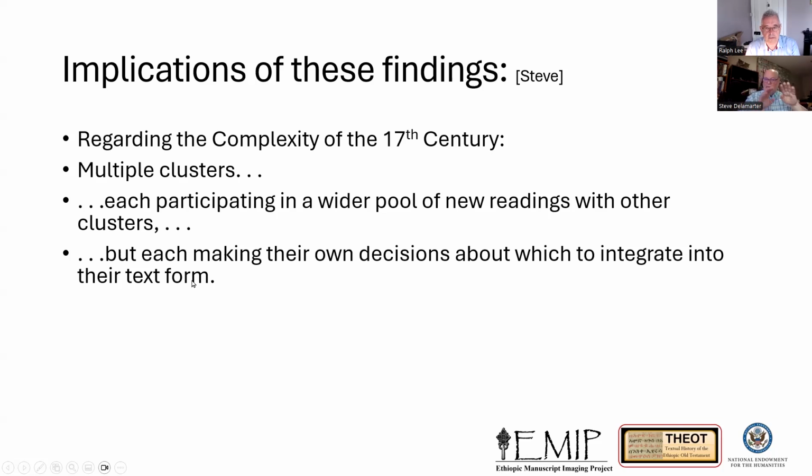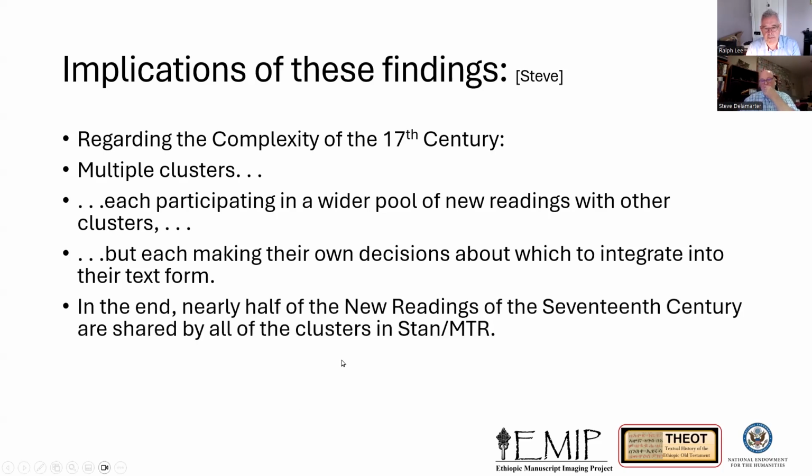And there are these subgroups that make decisions together. So all of this speaks to a wonderful ferment. There's a pool of variants, and different groups of scribes are coming at it with varying degrees of adoption. In the end, though, nearly half of the new readings of the 17th century are shared by all of the clusters in Stan MTR. So once again, we can speak about a Stan MTR as an entity because there's a deep center to the phenomena, as well as this interesting variegation that happens around the edges.